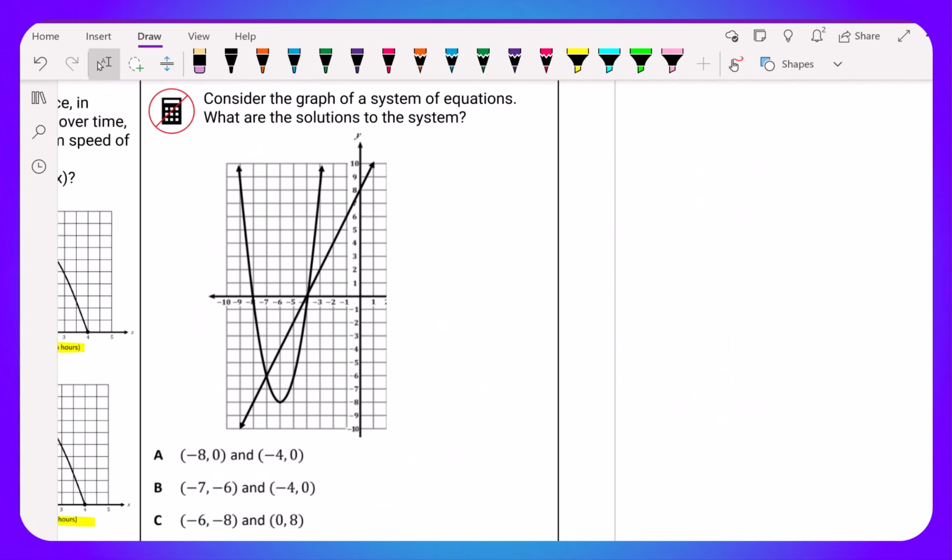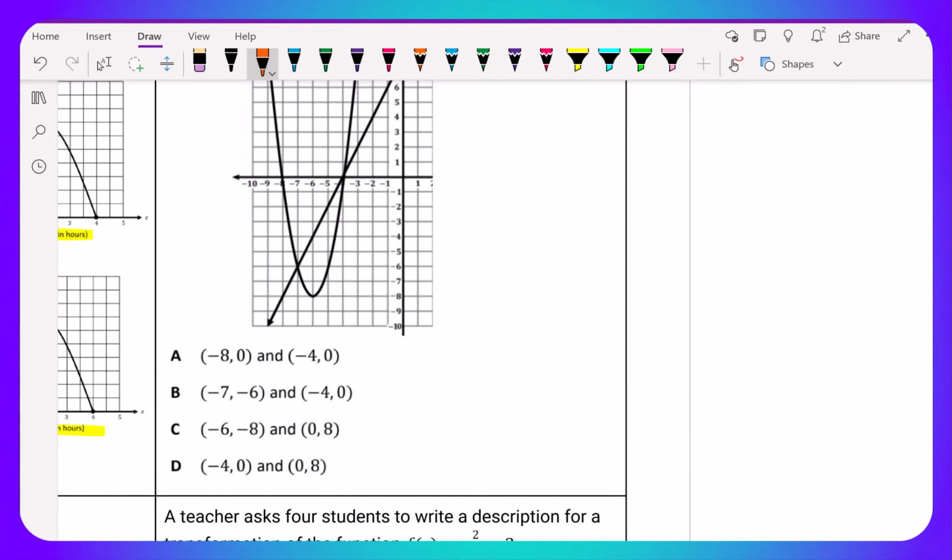Next up, it looks like we have a system of equations that is already graphed for us. So all we need to do is look to see where they intersect. It looks like it intersects here and here. You will not, I repeat, do not look at the x-axis. That is only when you have a single function, not a system. So I've got a solution here at (-4, 0), so C is out. And then the other one is at (-7, -6), so A and D are out. It has to be choice B.